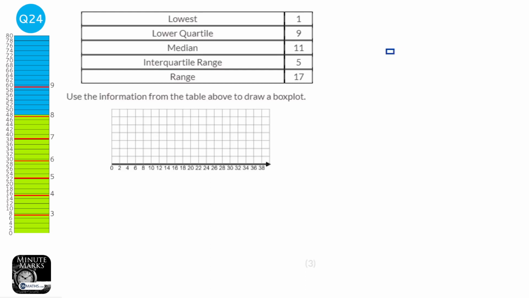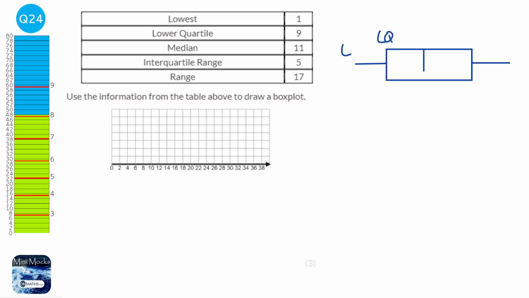A box plot starts with the lowest value, then it goes to the lower quartile. So we have the lowest value, then the lower quartile, and then we have the median, then the upper quartile, and then the highest value. So the lowest value is at 1 on this one, and normally we just put a little line at the end here. So we're going to put a line at 1, and I'm just going to put that line there. A little bit further to the right. There we go. And our lower quartile is 9, which is where the box starts.